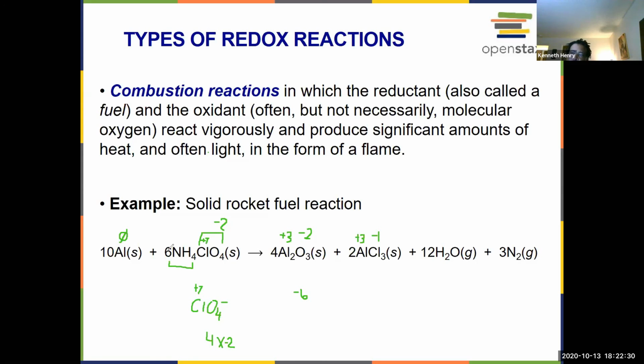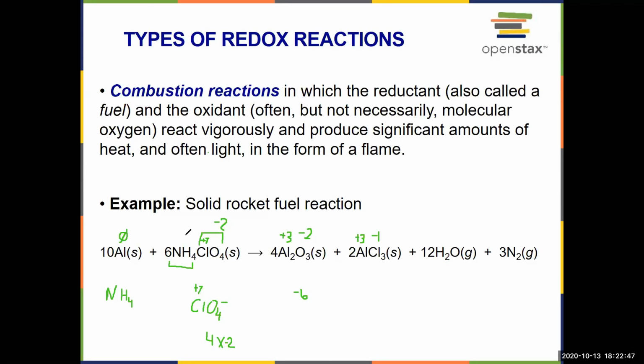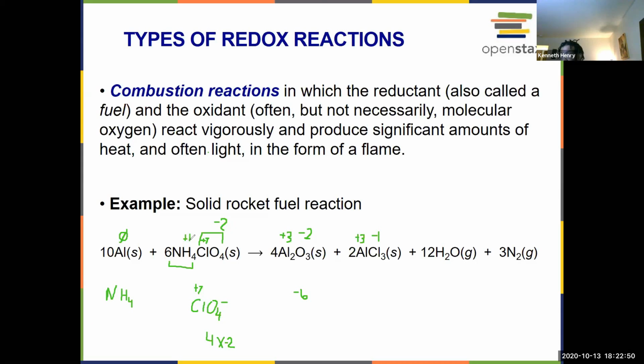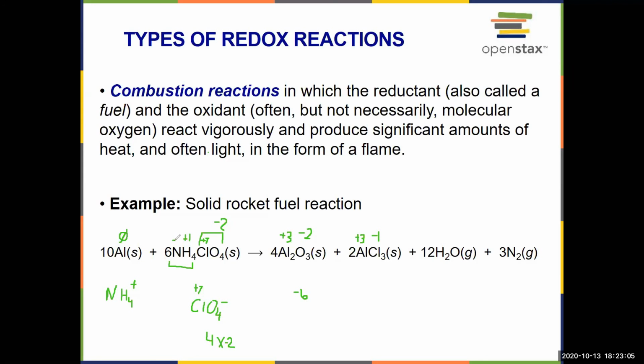Now we know that ammonium has a +1 charge. What is the rule for hydrogen? What is the charge on hydrogen? +1, and we have 4 of them. So then the nitrogen has to be -4? Because it's a +1 charge. Sorry, got to put my plus there. -3.